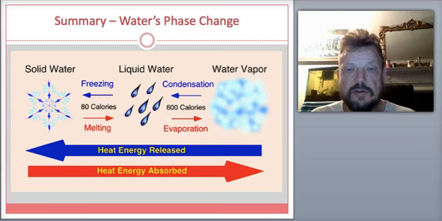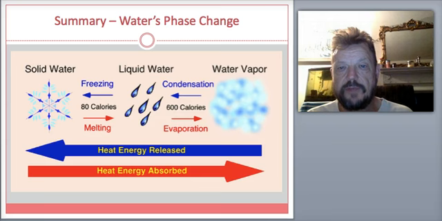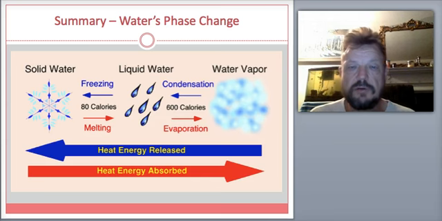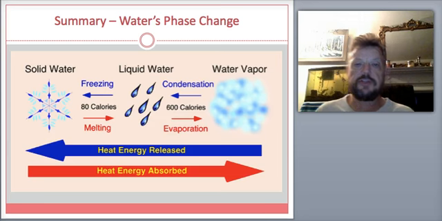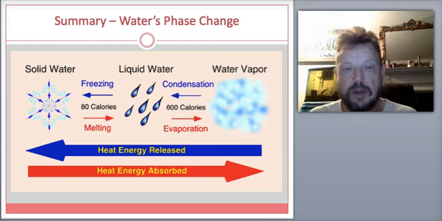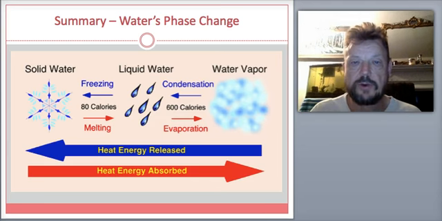Summary: water's phase changes. You have solid water that melts into liquid water that evaporates into water vapor, which in turn goes in the opposite direction. Water vapor condenses into liquid water and freezes into solid water. Heat energy is released going from water vapor to solid water. Heat energy is absorbed going from solid water to water vapor.